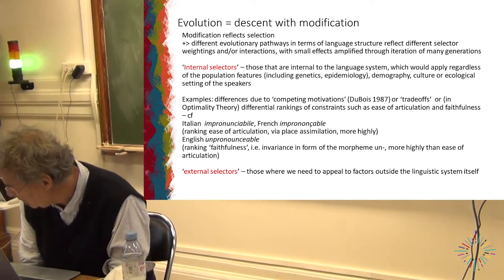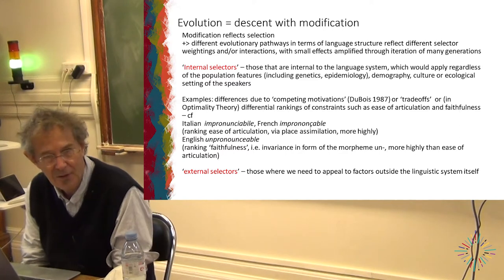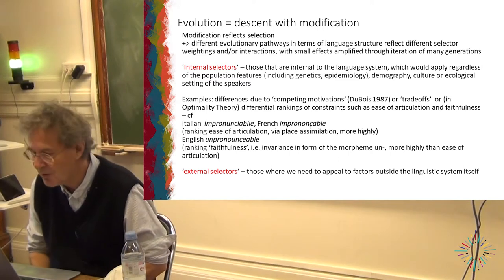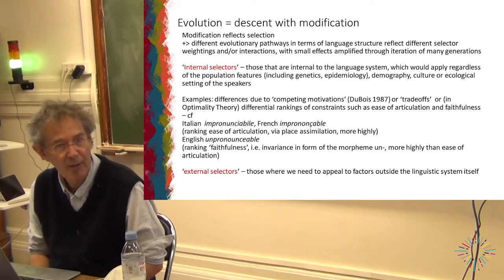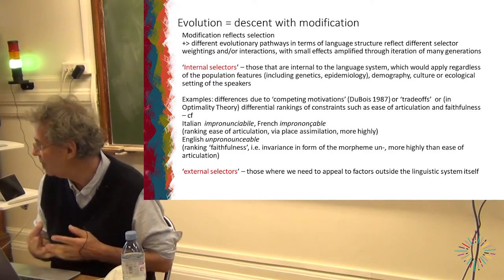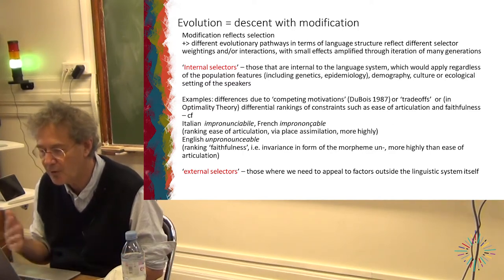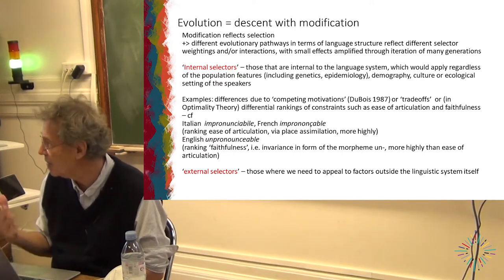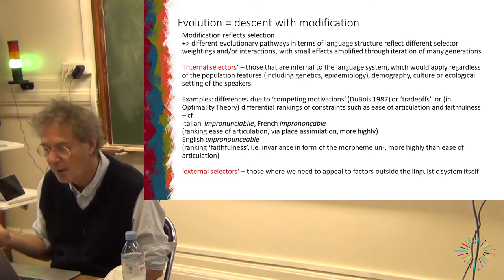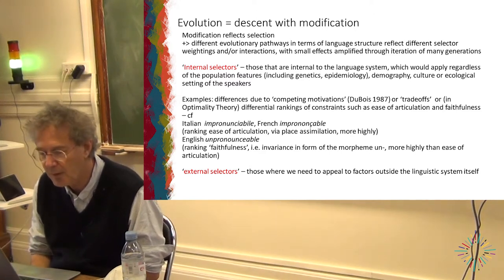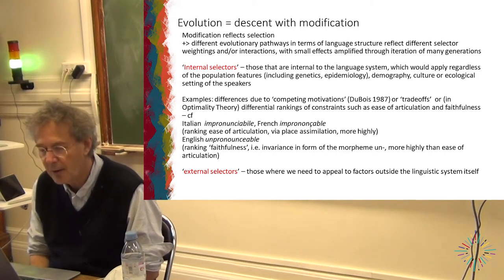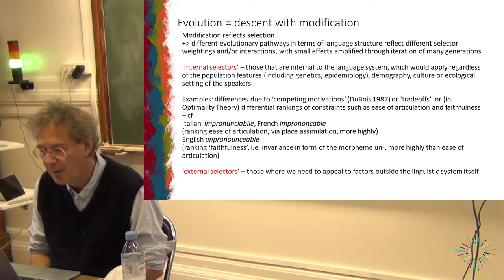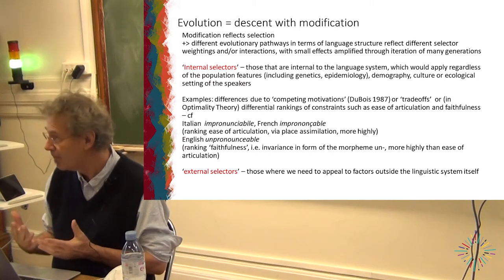So it's helpful to distinguish internal selectors. This is a term I'm using, it's not a standard term, which are internal to the language system. They would apply regardless of the population speaking the language or the culture in which it's spoken, its demography or whatever. So in both the functionalist literature on competing motivations, a term from Du Bois but used by many others, or trade-offs, and in optimality theory, competing rankings of constraints, that will generate diversity in itself.